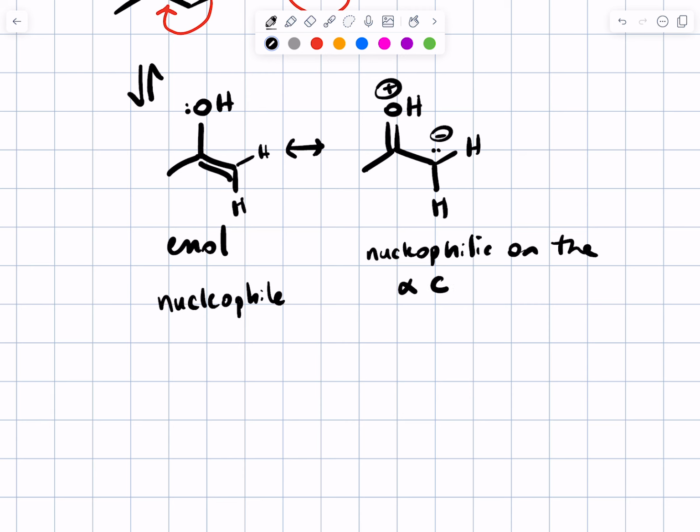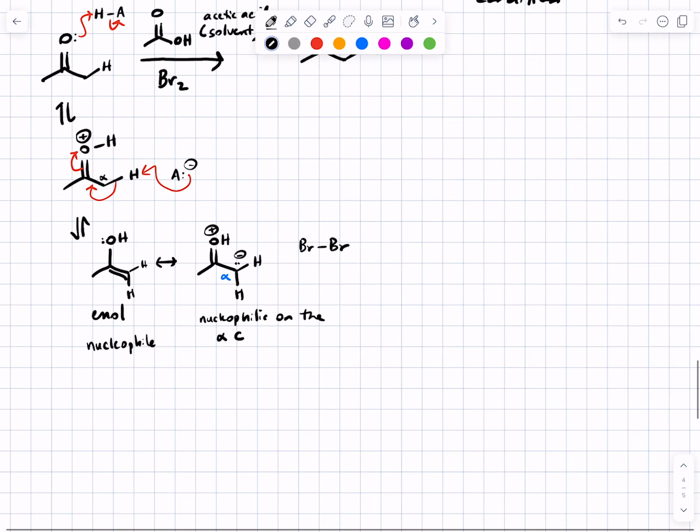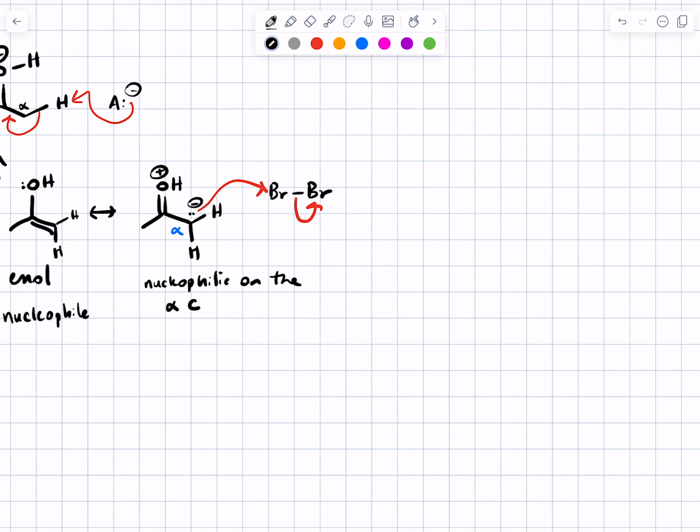because of resonance. We've drawn this resonance structure, which shows you that the lone pairs on the oxygen are actually also delocalized onto the alpha carbon. So with that in mind, it's not such a stretch to have the alpha carbon attack the electrophile, which here is bromine. So lone pair electrons on the alpha carbon attack the bromine sigma star, thereby breaking the bromine bond and making a new bond between bromine and the alpha carbon.